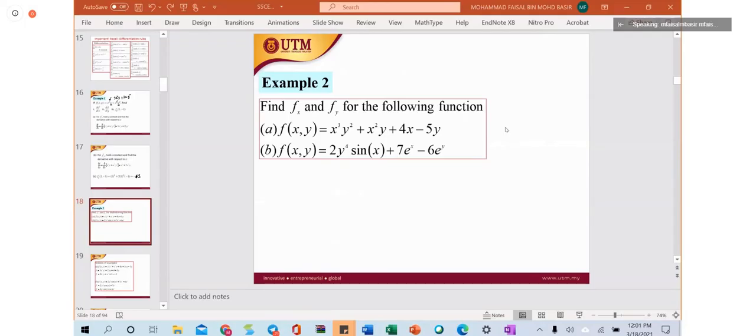Let me call names. Muhammad Faid, are you there? Muhammad Faid? Your phone. Please find a way so that you can contact me.